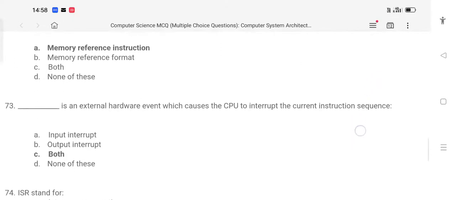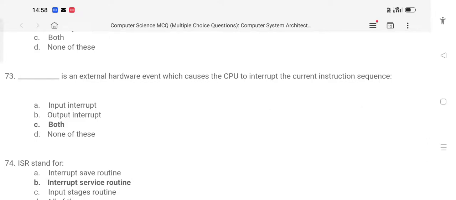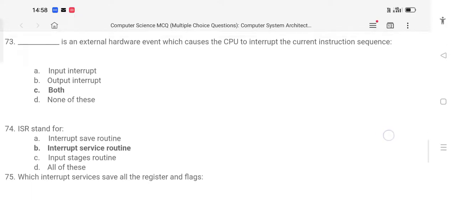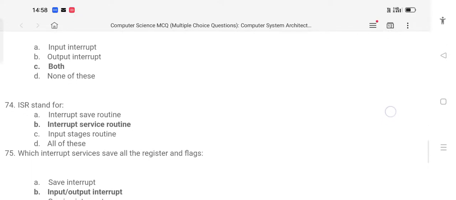Memory reference instruction. Dash is an external hardware event which causes the CPU to interrupt the current instruction sequence. Both input interrupt and output interrupt. Both is the answer.